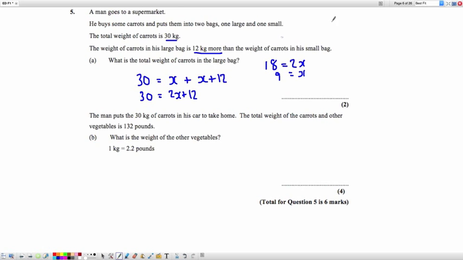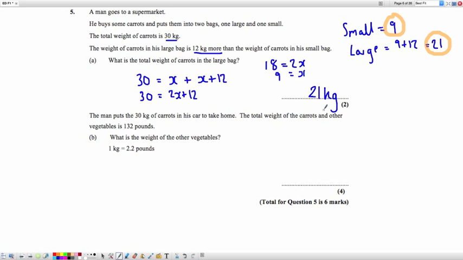That means the weight in the small bag is equal to 9, so the large is equal to 9 plus 12 because it's 12 more, which is equal to 21. And then you'll see here that both of these add up to 30. So that's your small and your large. You're asked to find the total weight of carrots in the large bag, so the answer here is 21 kg.